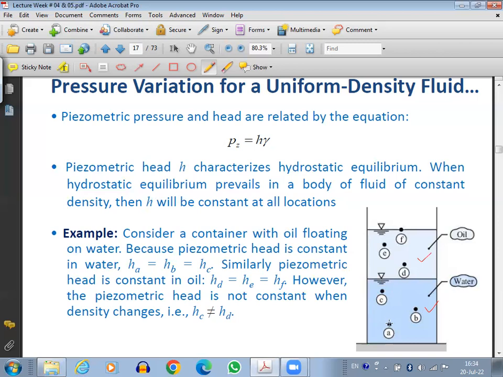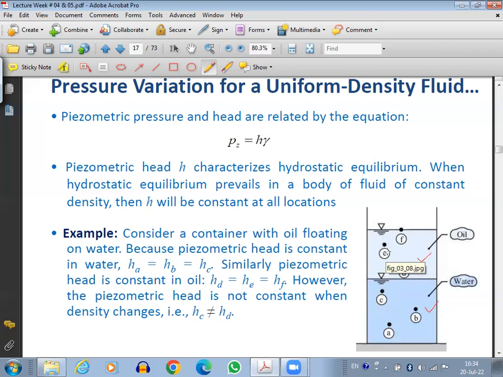So here, if you see, points A, B, C, these 3 points are in water. So the piezometric head at A will be the same as B, will be the same as C. Similarly, for the case of oil, D, E, F, all 3 points are in the oil. So piezometric pressure at D will be the same as at E, will be the same as at F. But piezometric pressure at E and piezometric pressure at C will not be the same, because the fluid is changed. E is in oil, C is in water.